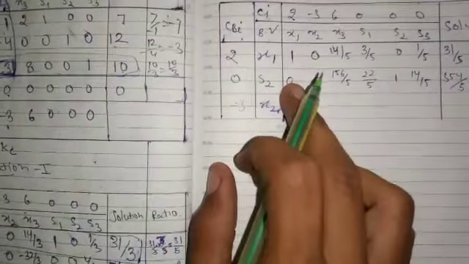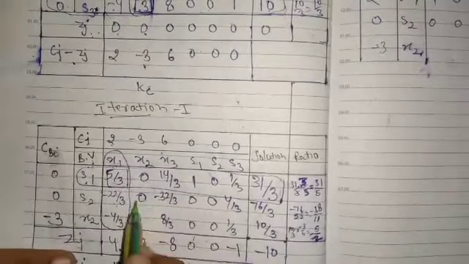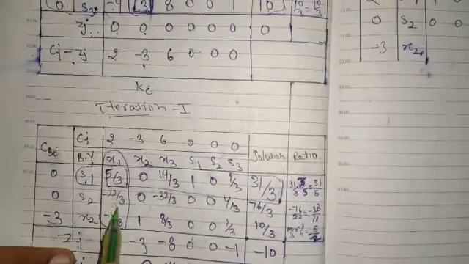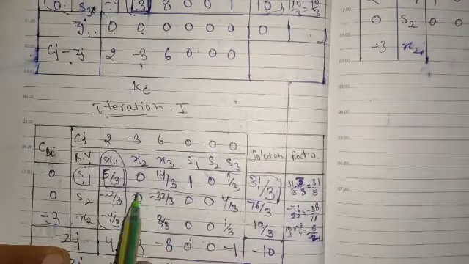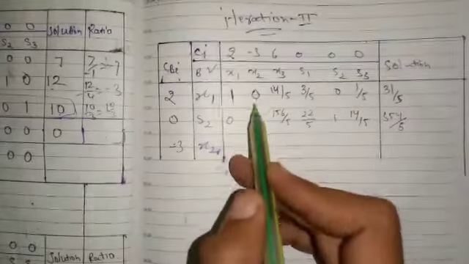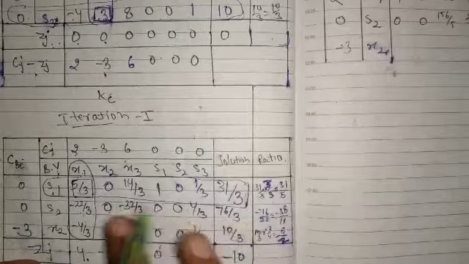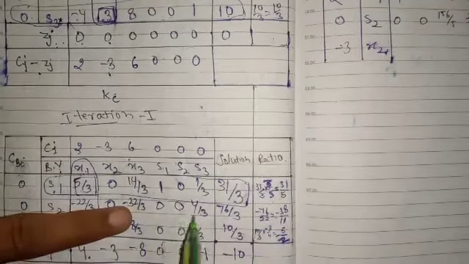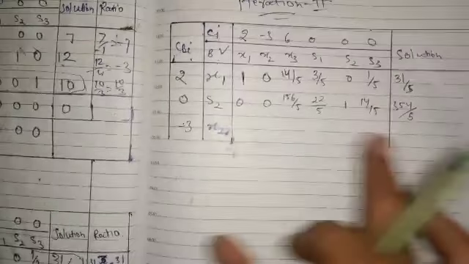So the solution is 0. The old value 0 minus the corresponding key column value, which is minus 22 by 3, into the corresponding row's new value. The new value is 0, so the answer is 0. Now all of these things, old value minus corresponding key column value into new value, give us the values for the S2 row.